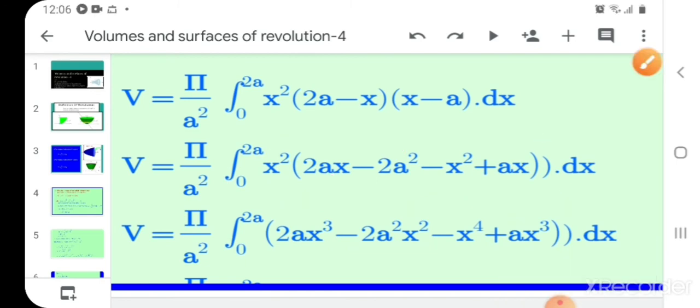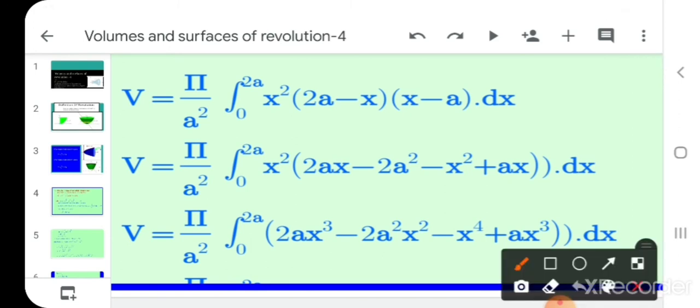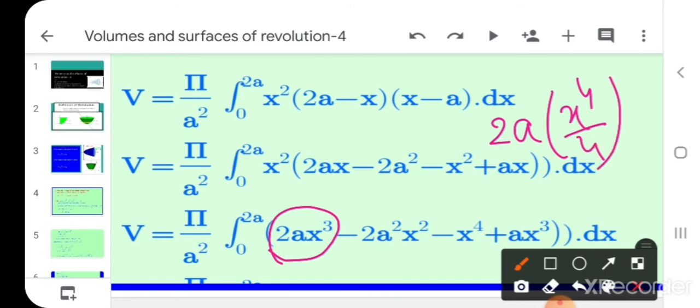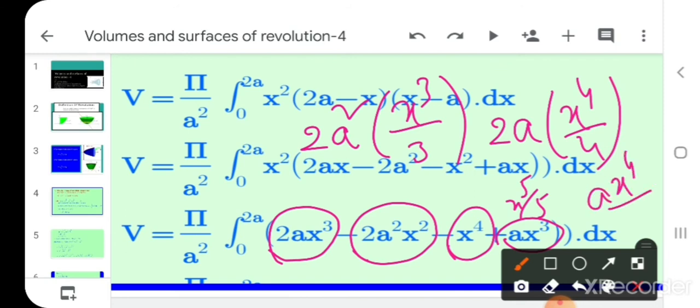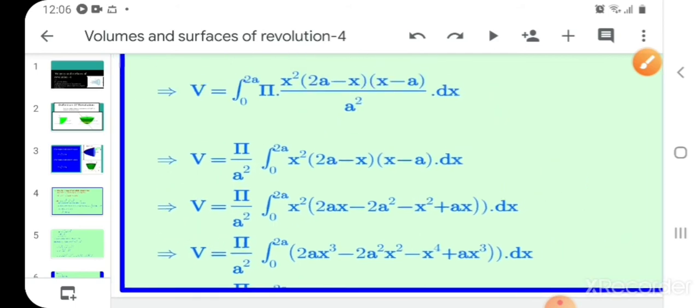Now I integrate these terms, okay? And tell me, what is the integration of 2ax cube? Here 2a is the constant, x cube integration is x power 4 by 4. Next, minus 2a square x square. Here also 2a square is the constant. x square integration is x cube by 3. x power 4 integration is x power 5 by 5. And for the last term ax cube, a is the constant, and x cube integration is x power 4 by 4. Okay. See here.